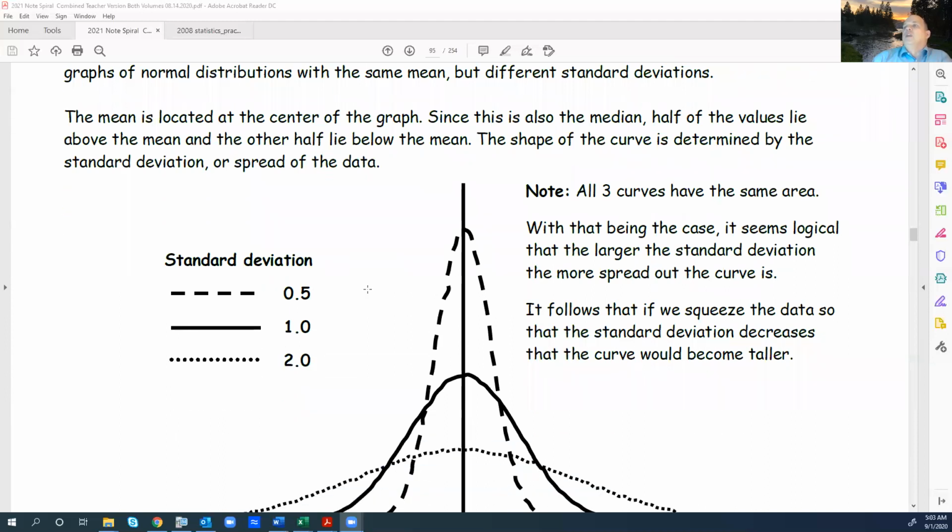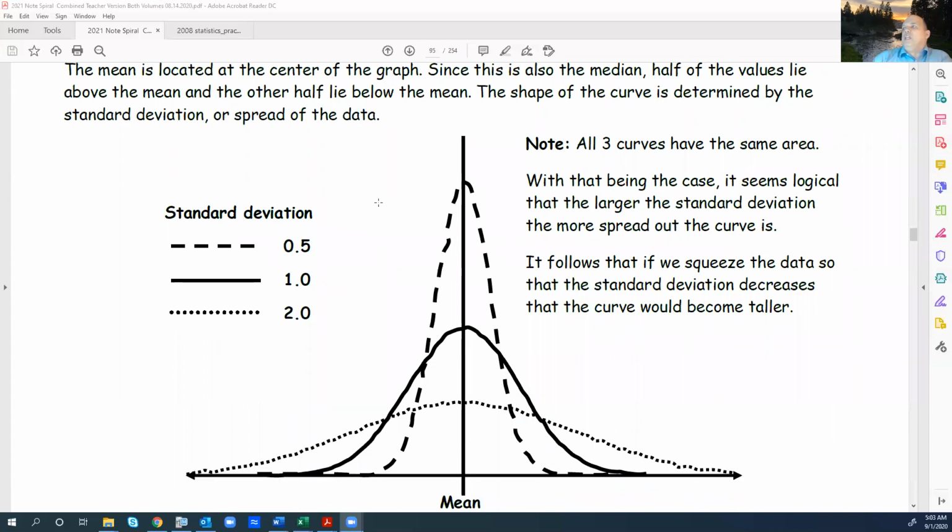So first off, in this case, the mean is located at the center of the graph, so they all have the same mean. But we notice that they're spread out differently. So we see a standard deviation of 0.5 for this really tall one, a standard deviation of 1 for the middle one, and then the one that's more spread out has a standard deviation of 2. Please note, every single one of those graphs has the same area. The area under the curve is always 1.